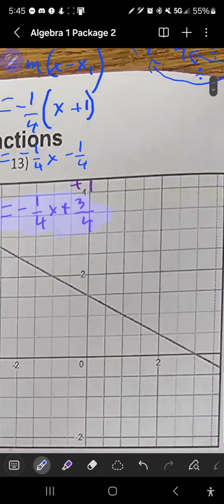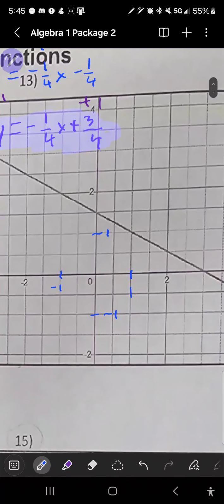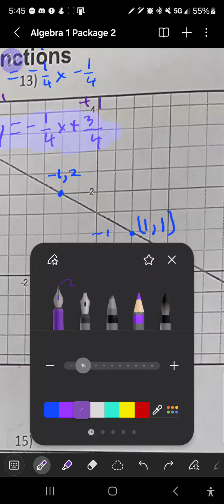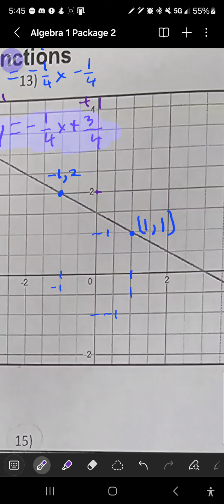Now in this case, I'm just going to use the points, which I think is easier. It's a bit tricky, so I want to show all the possibilities. I see that every two squares I have one whole number, so this is 1, this is 1, negative 1, this is negative 1. Now for the slope, we all know that the slope is going to be rise over run. I know this point is 1, comma 1, and this point is negative 1, comma 2.